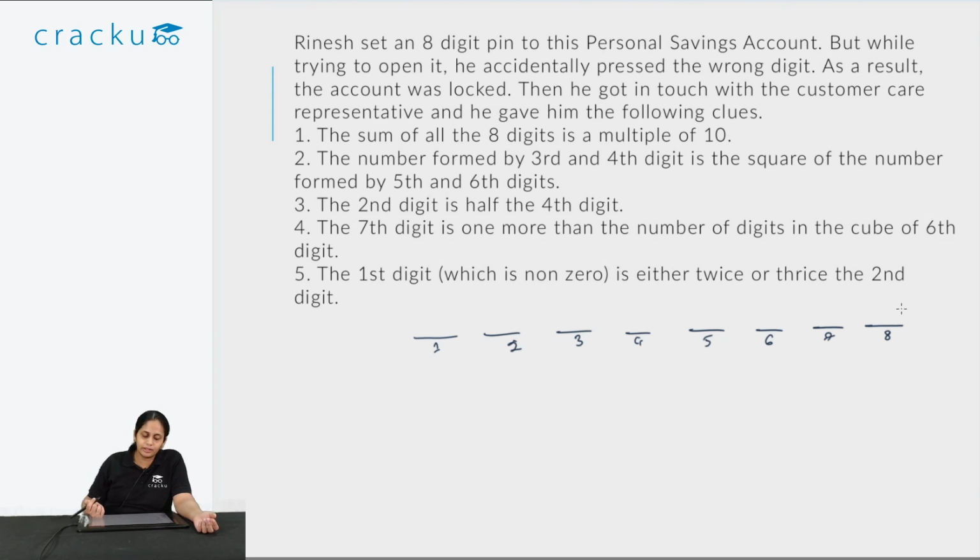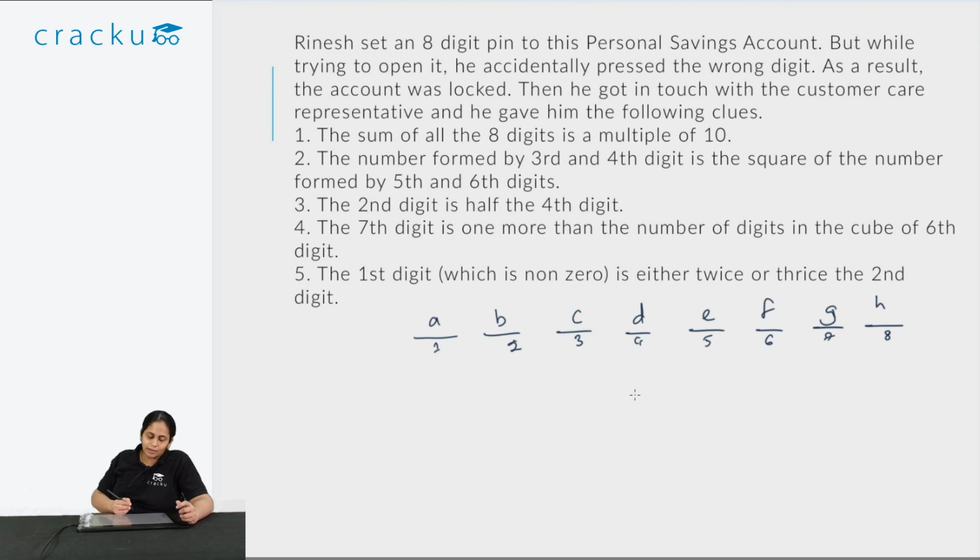The number formed by the 3rd and 4th digit is a square of the number formed by the 5th and 6th digit. So, say I'll call these A, B, C, D, E, F, G, H. Be careful, this is digits of a PIN. If it's digits of a number, it's tricky if you say first digit, since you don't know first digit from the left or from the right. But because this is the PIN, the first digit of the PIN will be from the left. So these are A, B, C, D, E, F, G, H, and this will be 1, 2, 3, 4, 5, 6, 7, 8. Okay, these are the 8 digits.